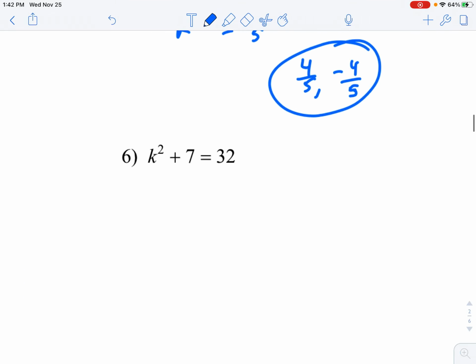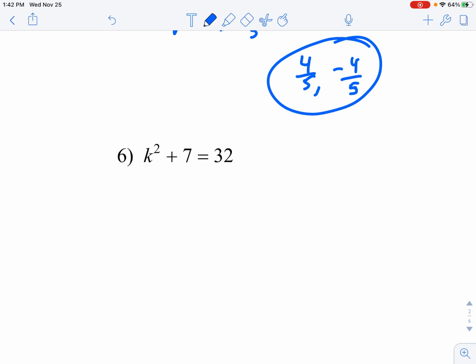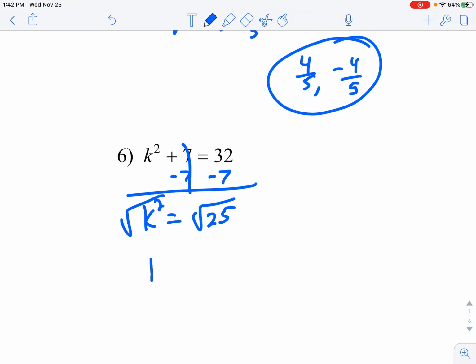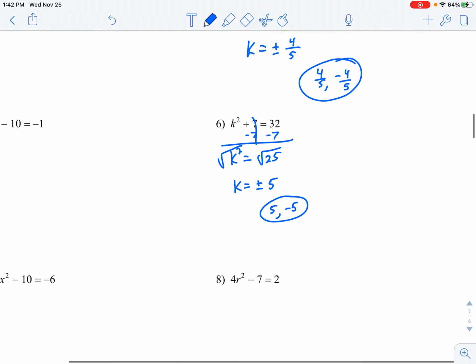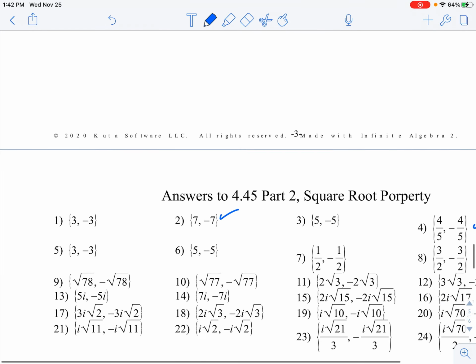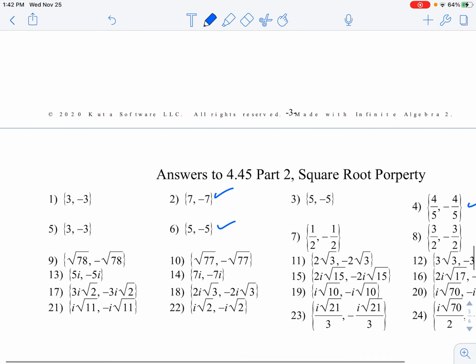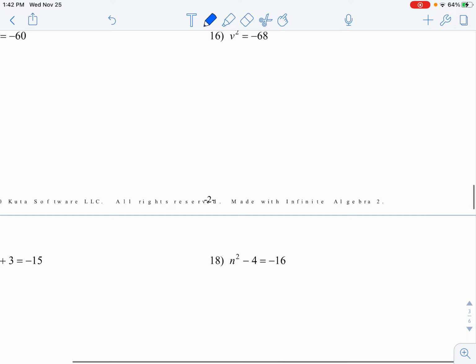Let's do number 6. Okay. Subtract 7 on both sides. K squared equals 32 minus 7 is 25. Isolate k. We need to cancel out the square, so square root. The square root property says you must put a plus minus on your answer, and the square root of 25 is 5. So the answer is positive 5 or negative 5. Let's see number 6 if that is right, and it is. Check out number 8.